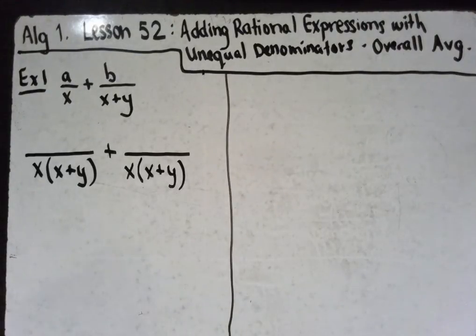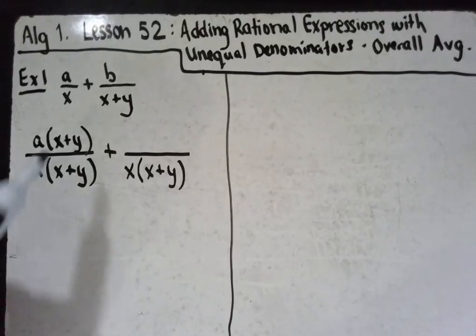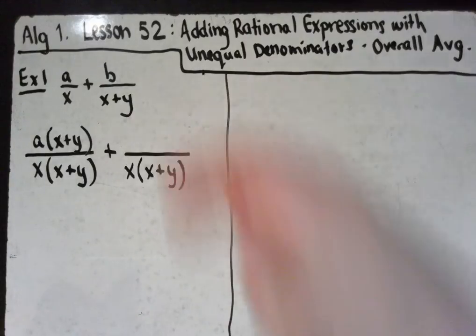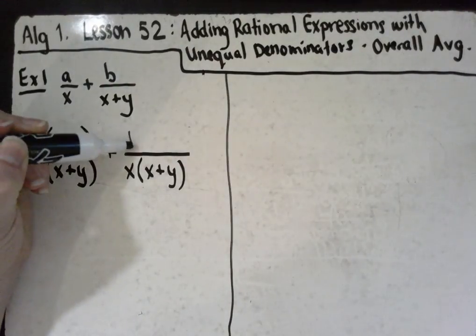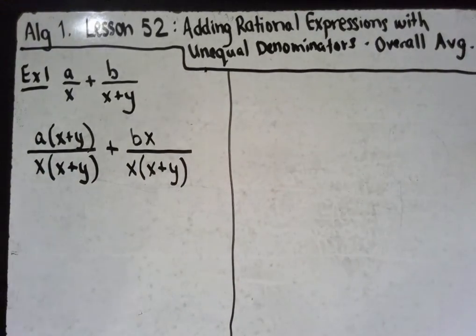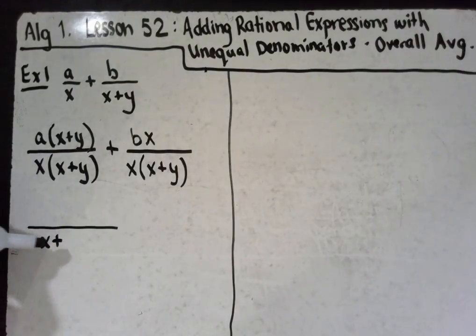So if I multiply x times x plus y, I also have to multiply the numerator a times x plus y. And then I have to do the same for the other side. If I multiply x plus y times x, I also must multiply the numerator b times x. And now I can consolidate these into one fraction with x times x plus y on the bottom.